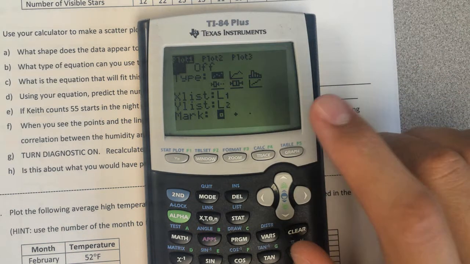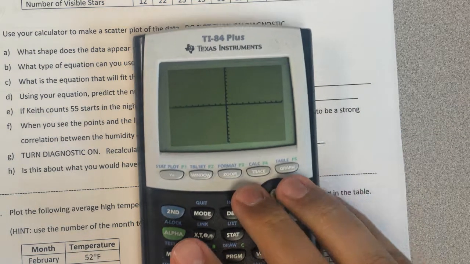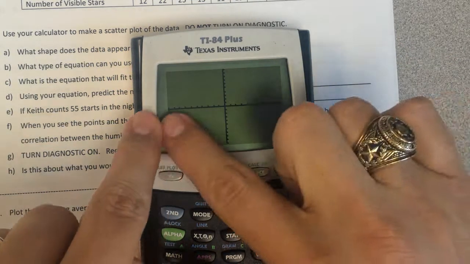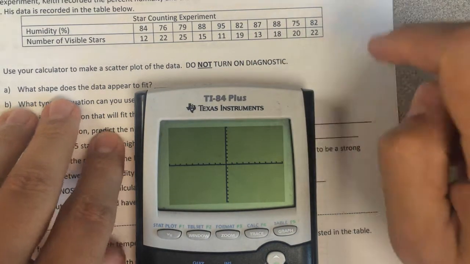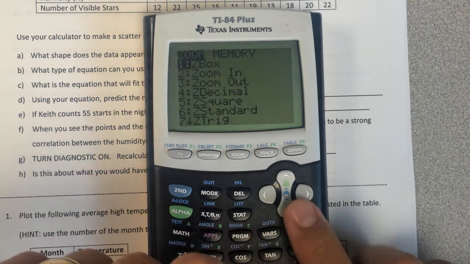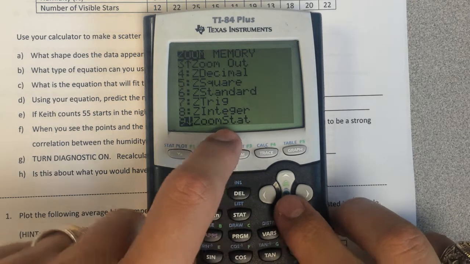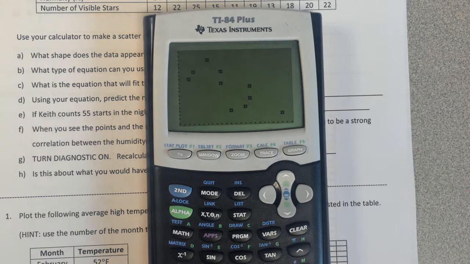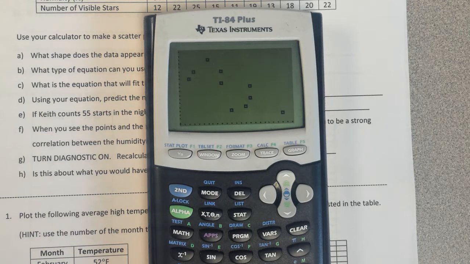Now we're going to go back and hit graph. Didn't really do much for us. This window only goes from negative 10 to positive 10, and none of these values are graphed in there. What I like to do is go to Zoom and go down to number 9 where it says Zoom Stat. All this stuff is being done in the stat, so might as well go Zoom Stat. Press enter and look at that. It sets the window for us where it shows us all of our scatter plot points.